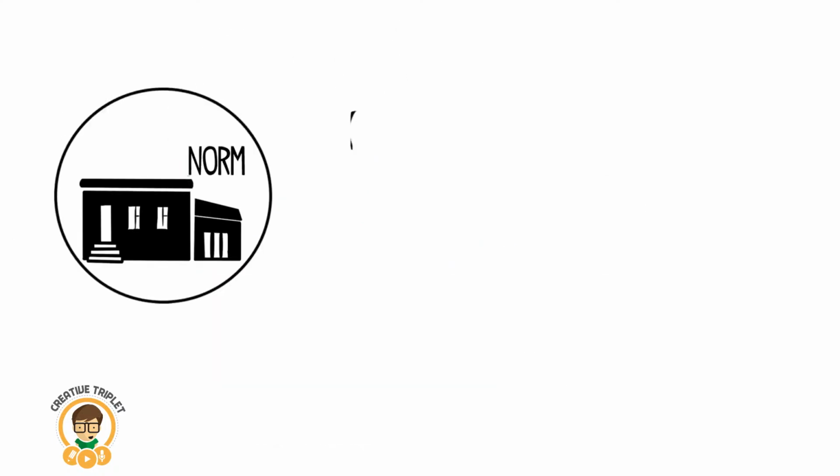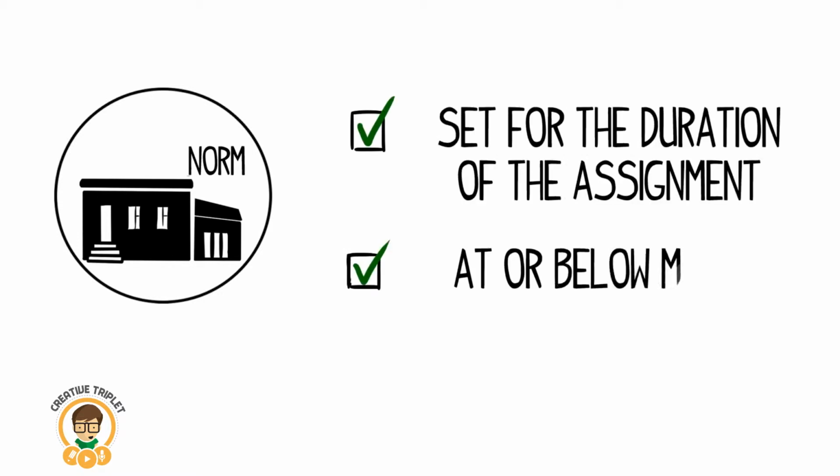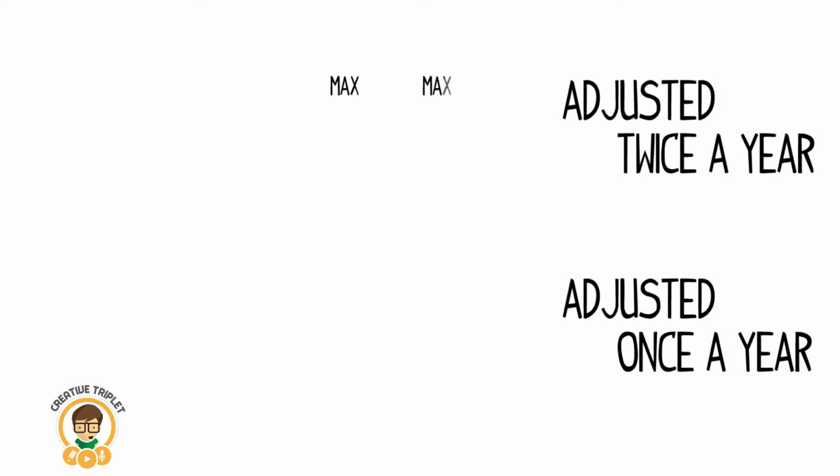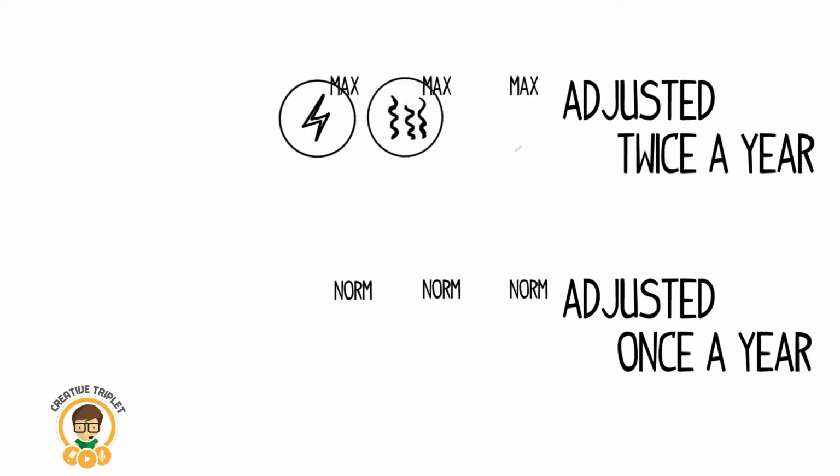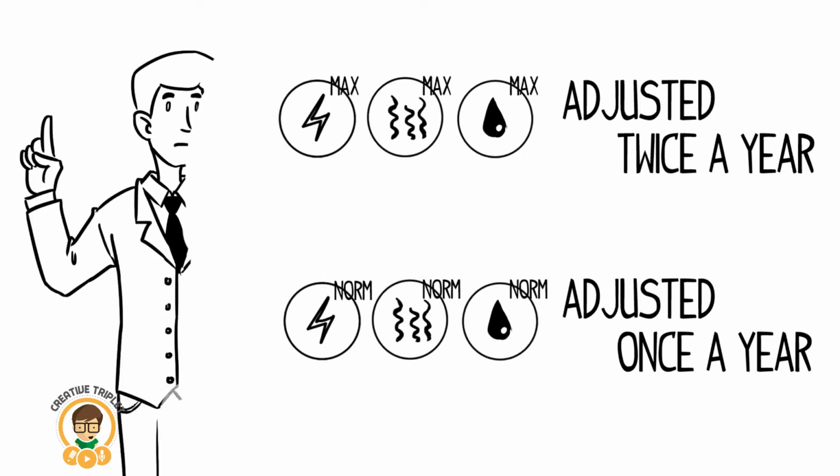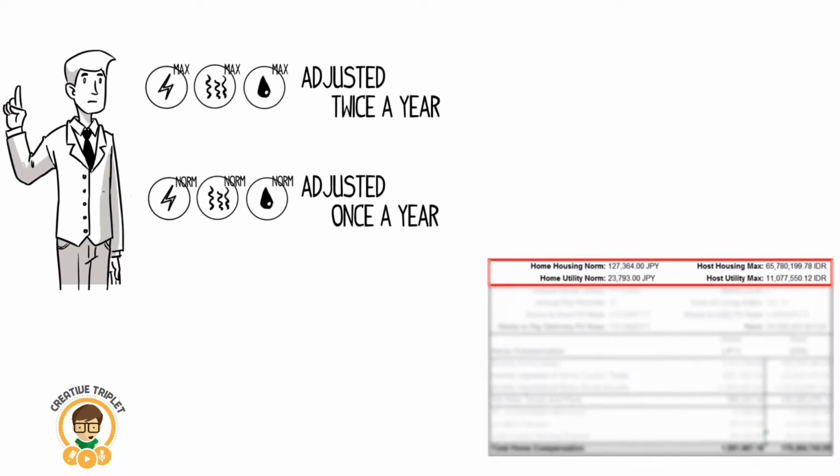Please note your housing norm will be set for the duration of your assignment as long as you rent at or below your maximum. However, your utility maximum will be adjusted twice annually and your utility norm once annually. You can see your housing and utility maximum and your norm contribution in the header section of your My Expatriate payslip.